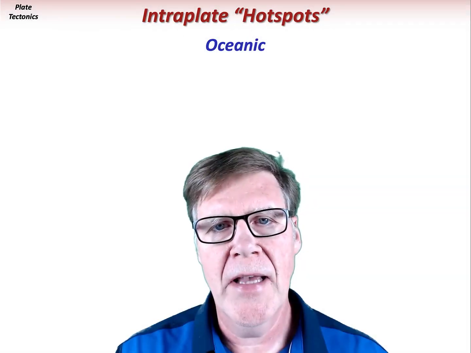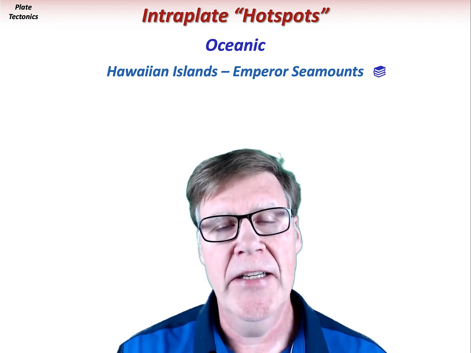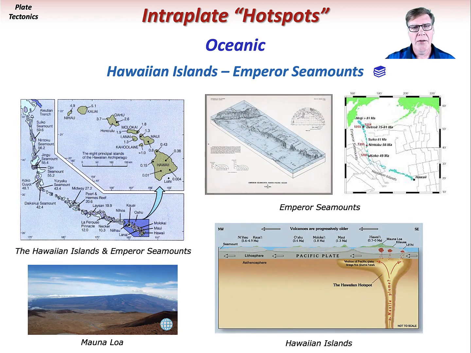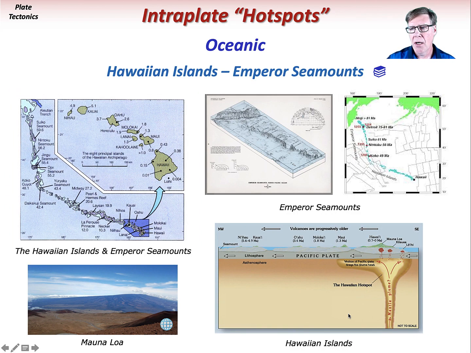The Hawaiian Island Emperor Seamount chain is an example of volcanic mountains formed over an intraplate hotspot, specifically the Hawaiian hotspot on the Pacific plate. Here we have a map of the Hawaiian Island chain and the Emperor Seamount chain. Two distinctive hotspot traces. One is more or less west-northwest trending, and the other one is north-northwest trending. One is made up mostly of volcanic islands, the other one mostly of submerged volcanic mountains or seamounts.